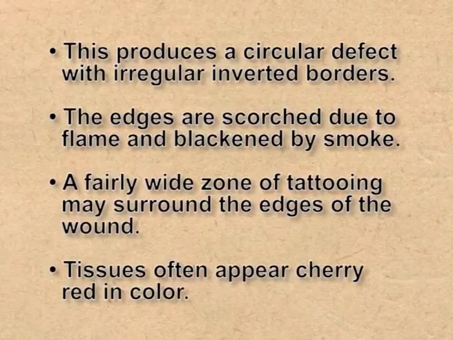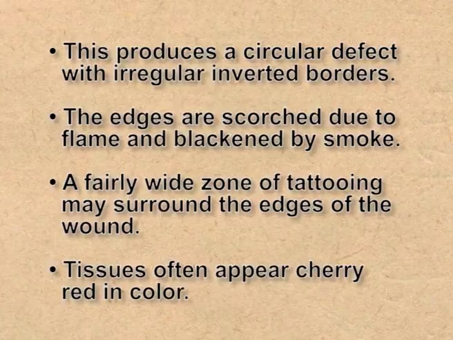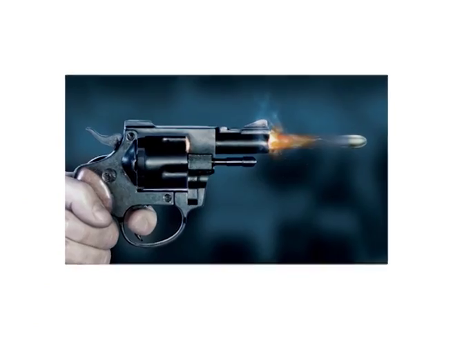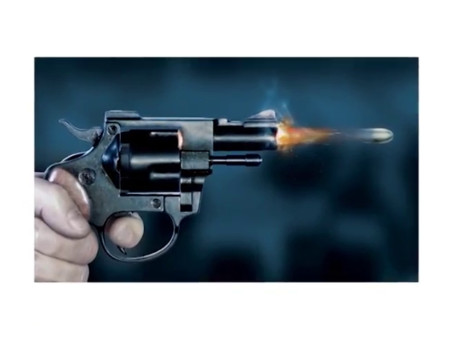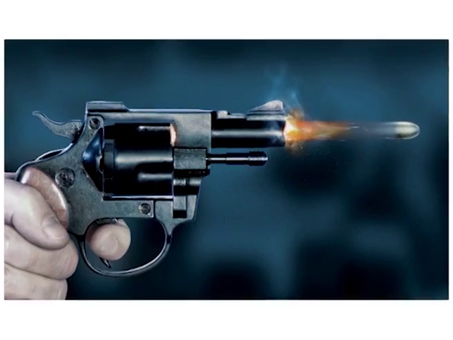Then the second possibility is the close shot, that is, a distance up to 1 meter. This produces a circular defect with irregular inverted borders. The edges are scorched due to flame and blackened by smoke. A fairly wide zone of tattooing may surround the edges of the wound. Tissues often appear cherry red in color. The pellets enter the track en masse. Sometimes a shotgun may discharge parts of the cartridge case itself, such as fragmented cardboard, plastic or primer particles. At contact and close ranges, these may contribute to the wound.